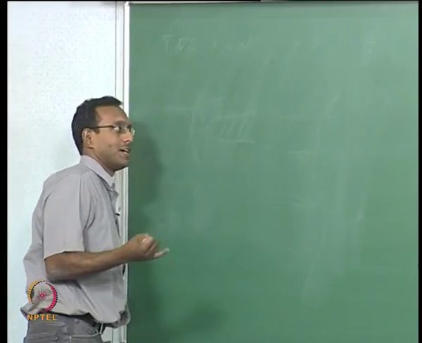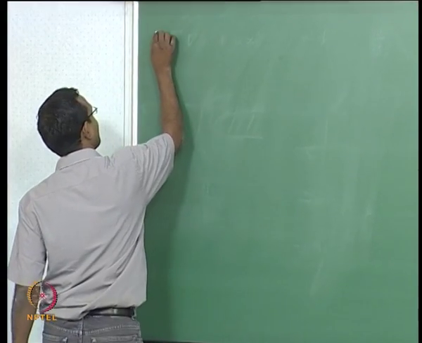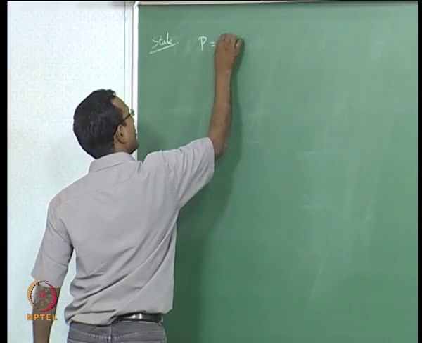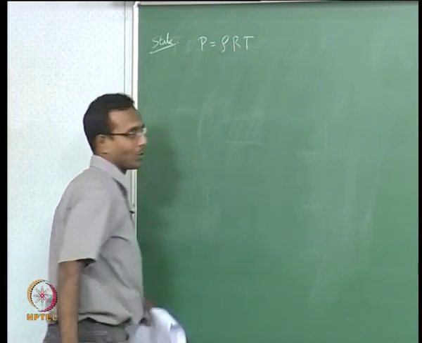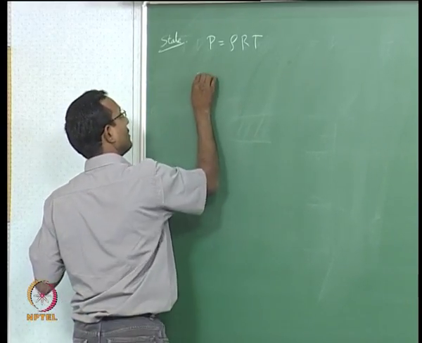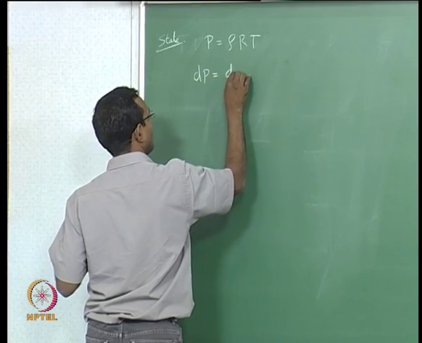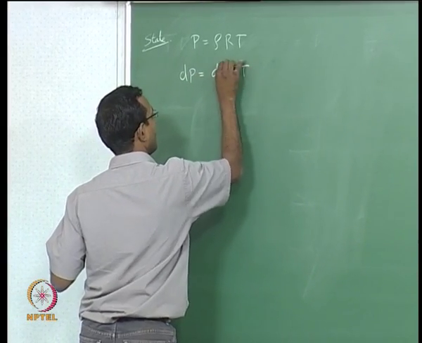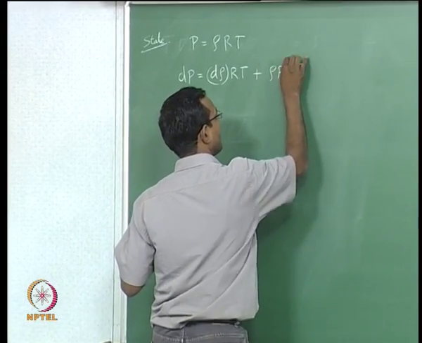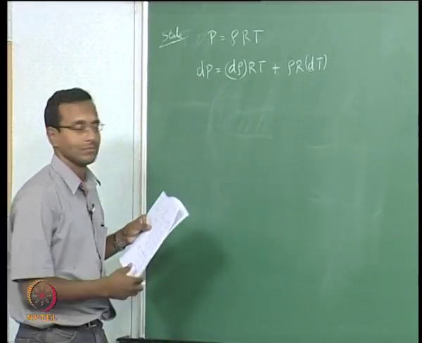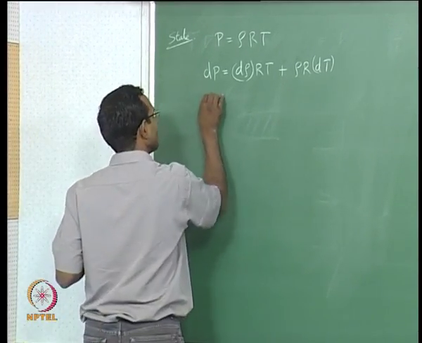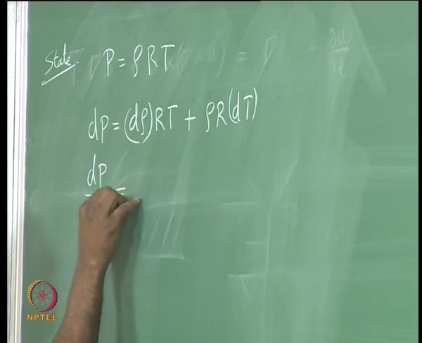So, as of now I used mass, momentum, energy. Now, I am going for the state equation. P equal to rho R T. If P equal to rho R T, dP equal to d rho R T plus rho R dT, right, just differentiation by parts. Now, I will divide this by P because I want dP by P.